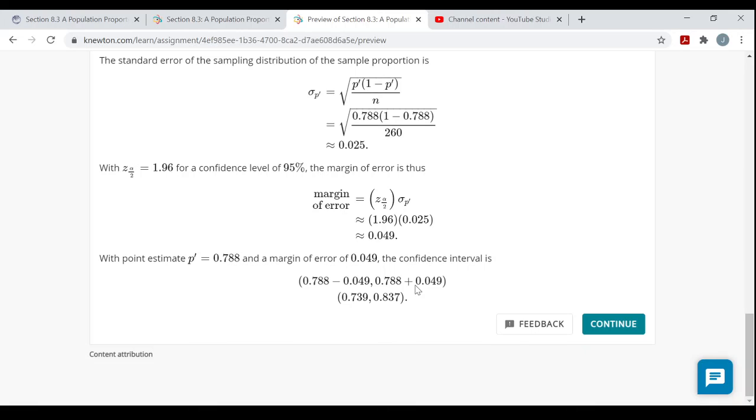And you notice how very, very similar this is to a confidence interval when you're estimating a mean, when you estimated mu. The only difference is how you calculate the standard deviation. How you calculate this sigma p prime is different than how the standard deviation was calculated for x bars, for the sample means. All right, so that's it for this particular question.